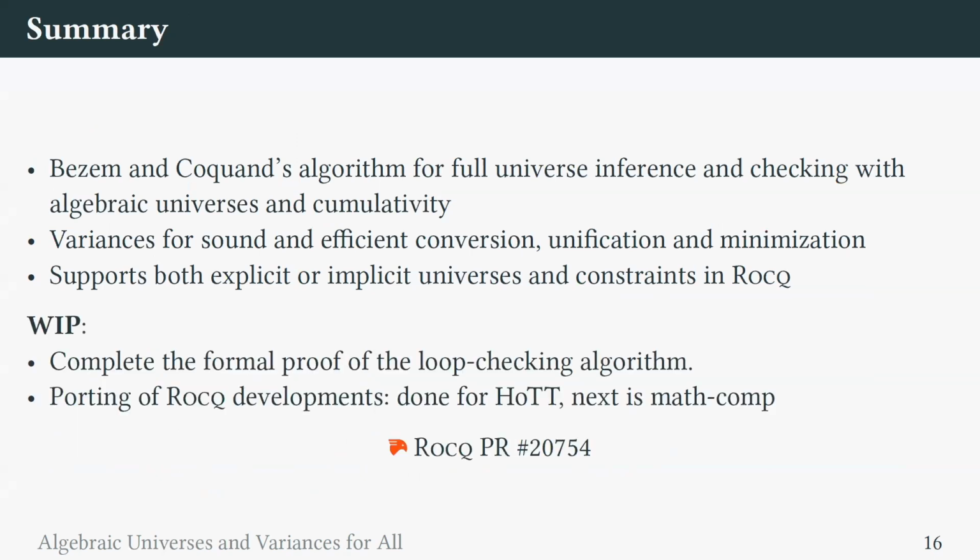The work in progress: we want to complete the formal proof of the loop checking algorithm and continue porting Coq developments. This has been done for HoTT. The next big step is to update the mathematical components library to not just adapt to the new algorithm, but also make it universe polymorphic, because it has not done so today. And there's a pull request on Coq following this development.